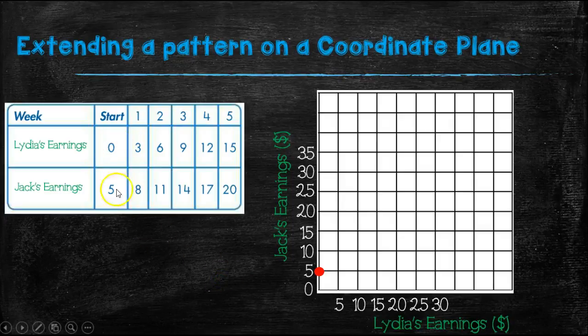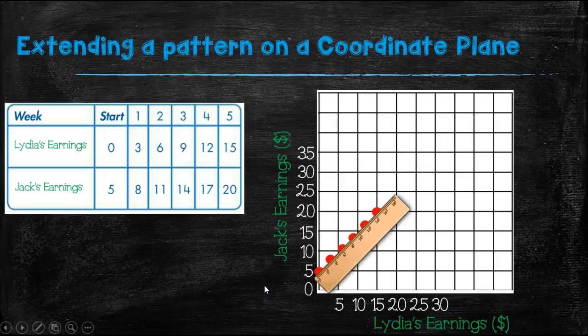So we're going to start by plotting 0 and 5. So 0 on the x-axis and then up 5. Now we're going to do 3 and 8, then 6 and 11, then 9 and 14, then 12 and 17, and then 15 and 20. So now what do we do? We have all of our little points plotted here. Well, we have to draw a line and extend it so we can answer our question.